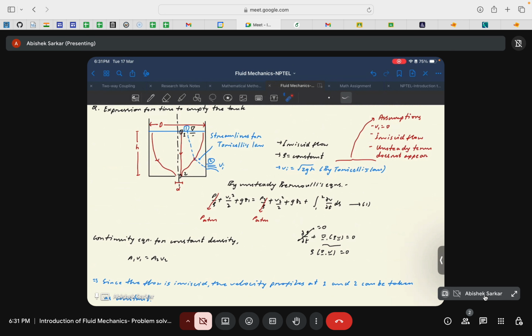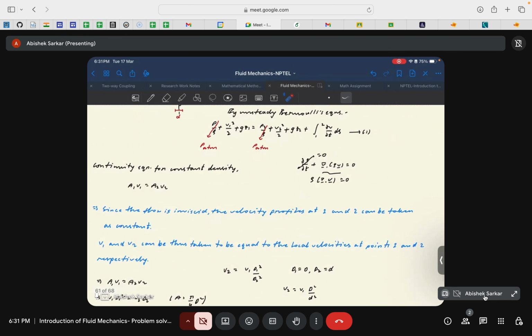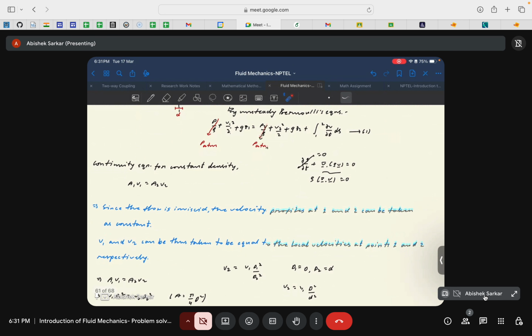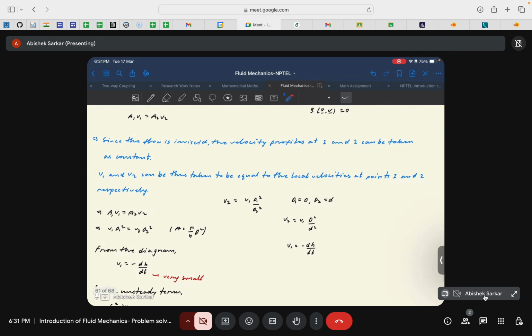For constant density flows, we know that the continuity equation reduces to A1 V1 is equal to A2 V2. Since the flow is inviscid, the velocity profiles at point 1 and point 2 can be taken as constant. No need to worry about the velocity profile, or integrating it over a particular area. If the flow is inviscid, you can easily consider it to have a constant velocity profile.